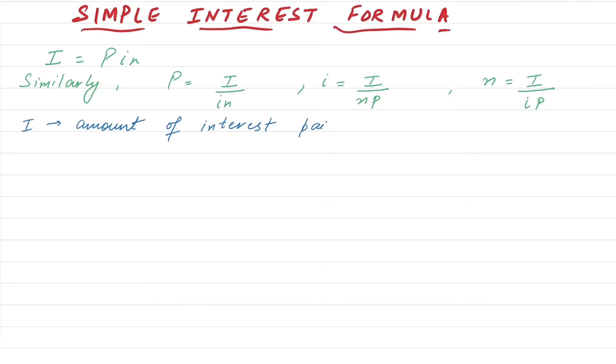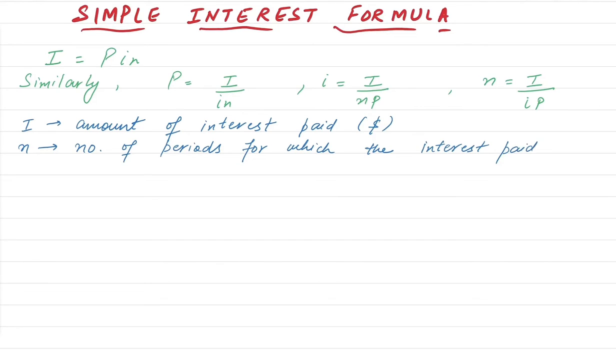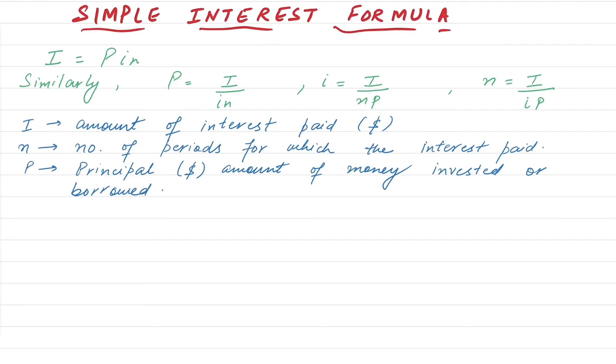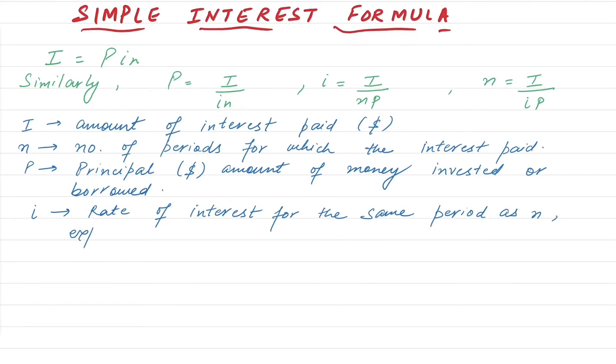So here we know that I is the amount of interest paid in dollars, N is the number of periods for which the interest has been paid, and P is the principal amount, the amount of money invested or borrowed, which needs to be calculated in dollars. Now what is small i in this one? It is the rate of interest for the same period as n, the number of periods. This is expressed as a decimal.